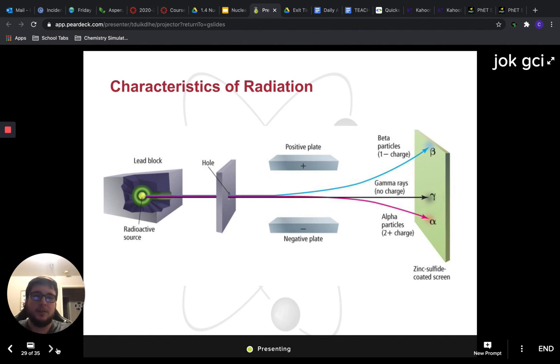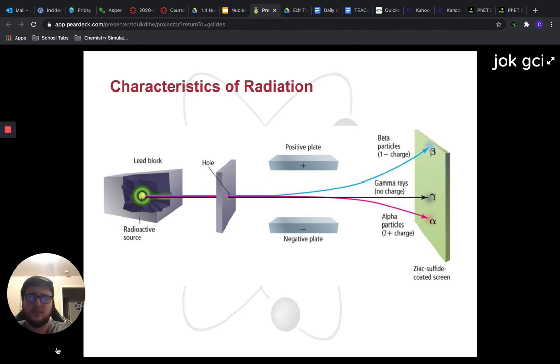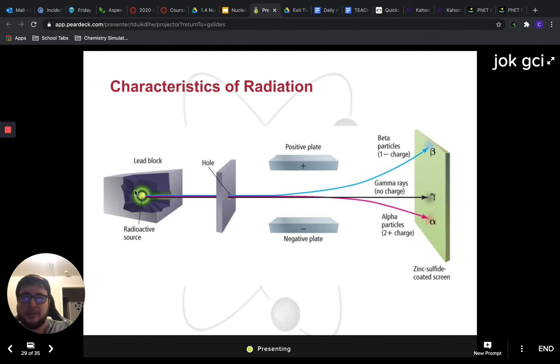All right, so here's an example showing the different types of charge that radiation has. If I have radiation being emitted from this radioactive source, and I streamline it so that all the radiation travels in a straight line through this hole, with a positive plate here and a negative plate down here, opposite charges attract. So whatever's negatively charged is going to be attracted to this positively charged plate. You can see that beta particle is going to curve upwards because it's attracted towards that positive plate, and it'll end up here at the top.